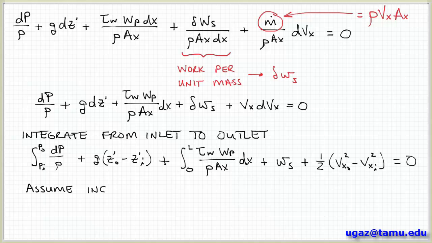Then I'm going to assume that we have incompressible flow, so the density is constant. We can take that out of all the terms where it appears in an integral. And when we do that and integrate from inlet to outlet, then we get the following. And I'm rearranging it a little bit. You'll see why in a minute.